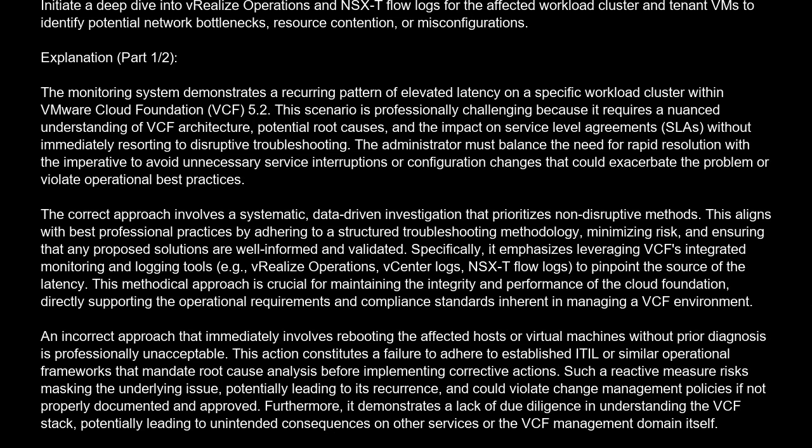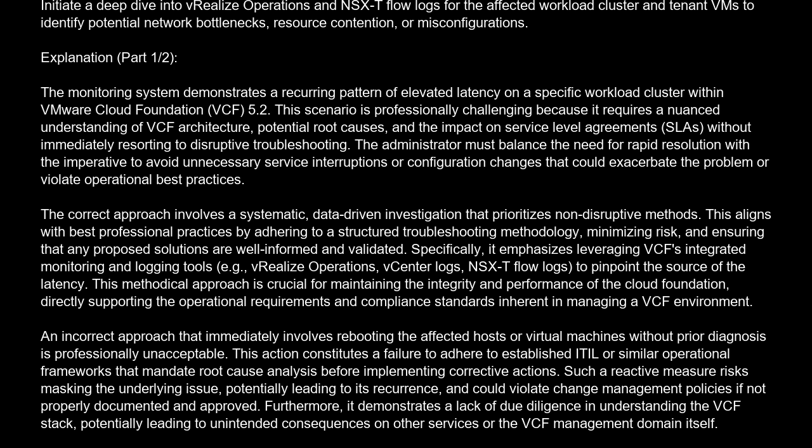The correct answer is C. Initiate a deep dive into vRealize Operations and NSX-T flow logs for the affected workload cluster and tenant VMs to identify potential network bottlenecks, resource contention, or misconfigurations. Explanation. The monitoring system demonstrates a recurring pattern of elevated latency on a specific workload cluster within VMware Cloud Foundation, VCF 5.2. This scenario is professionally challenging because it requires a nuanced understanding of VCF architecture, potential root causes, and the impact on service-level agreements, SLAs, without immediately resorting to disruptive troubleshooting.